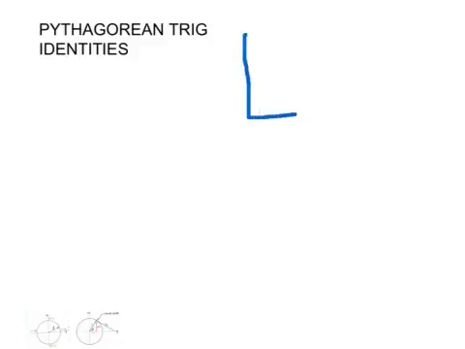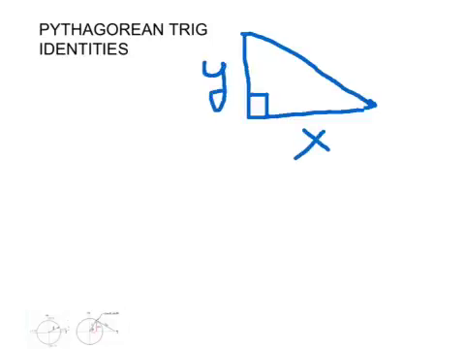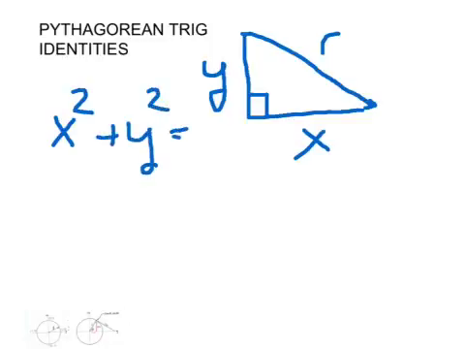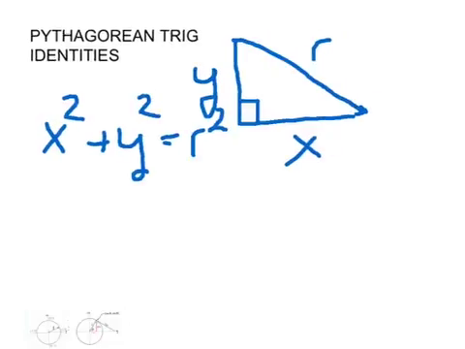And it always has to do with a right triangle. So if we have a right triangle, and we let this be our right angle, and we label this side x, this side y, and this side r, we know that the basic Pythagorean identity is x squared plus y squared equals r squared. And that is an identity that we have dealt with for years and years and years.